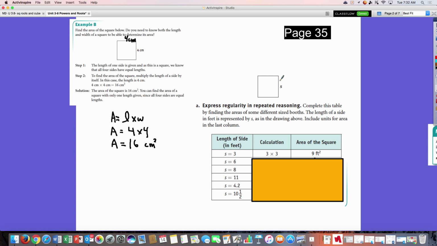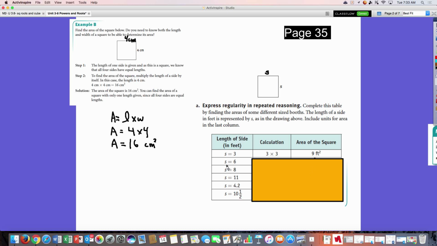They give you this square over here. They tell you the side is S. So if this side's S, this side's got to be S, right? It's the same formula. Length times width. In the first example they gave you, they tell you one side, S equals side. The side is 3 feet. So how do I figure out the area? 3 times 3, length times width, 9 feet squared. Don't forget to square the area.